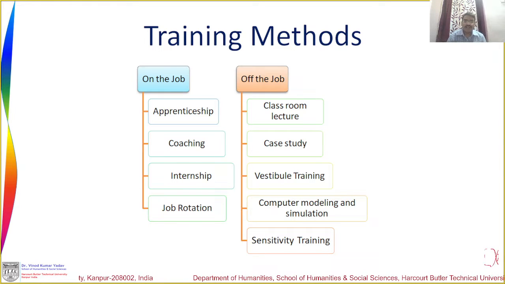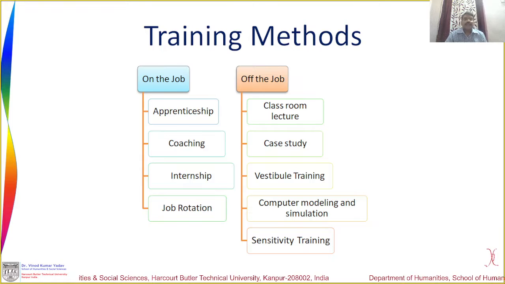When you start, you make a takeoff, then you make a study. So everything is in simulated form, virtual form. And that kind of training is first given off the job, then you are brought to the real on the job. So first knowledge development, then skill development. So that is vestibule training, or this computer modeling or simulation.